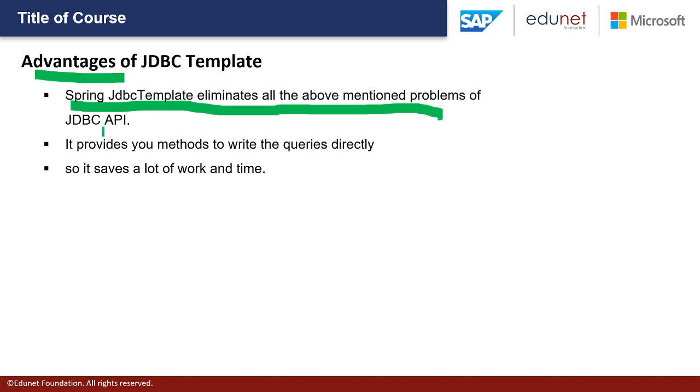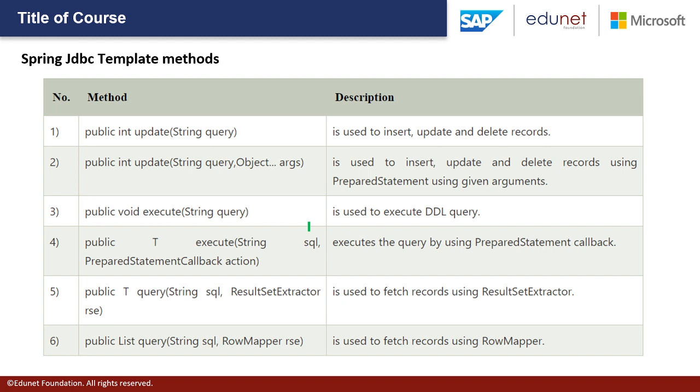Okay, and this is different: the JDBC API and the JDBC template are totally different. It provides methods to write the query directly, so it saves a lot of work time. And which JDBC template methods will we use? For example, update, execute, execute with PreparedStatementCallback, query, and query for list. This is used to insert, update and delete records.